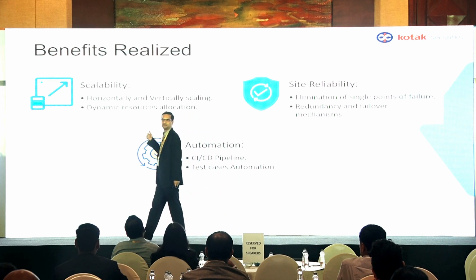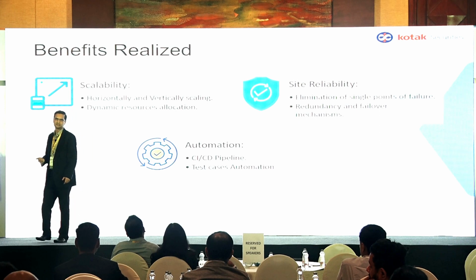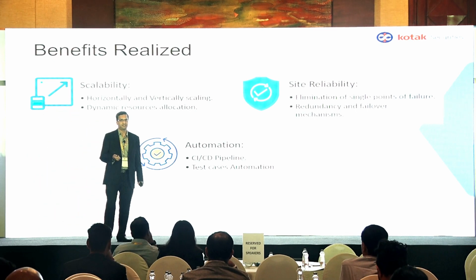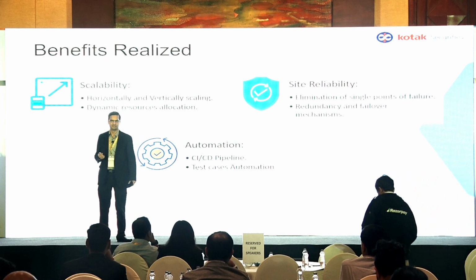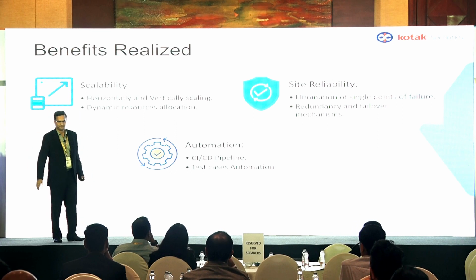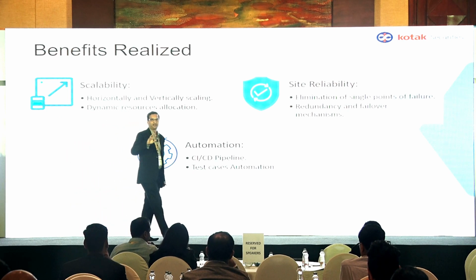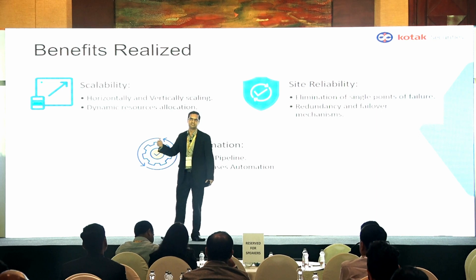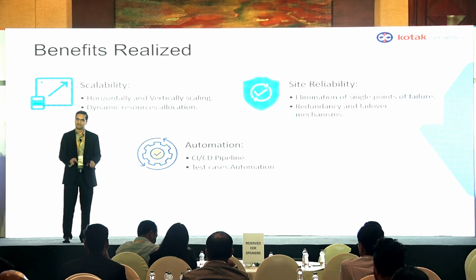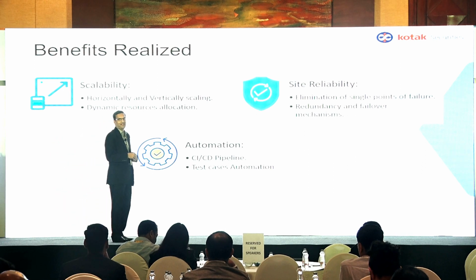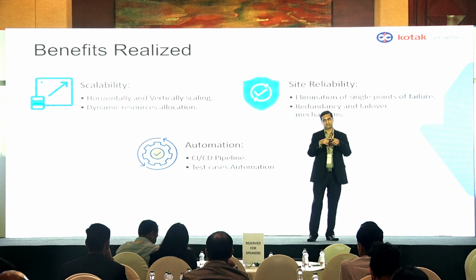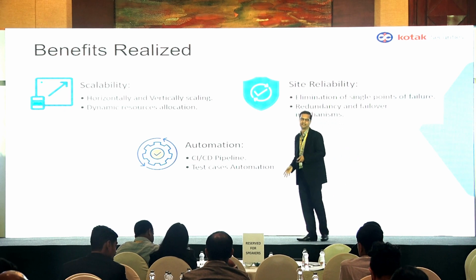Benefits: what were the problems we had three years back? Scalability, horizontal and vertical, that is achieved. But the most important thing is dynamic scaling, dynamic resource allocation. That was what we needed, because you never know when the market is going to go up and when it is going to fall. Site reliability, where we are avoiding single points of failure, and redundancies are big. Automation: CI/CD pipelines, using Azure tooling as I just mentioned, and my test cases are automated. After my code is done, automated test cases get executed before deployment.